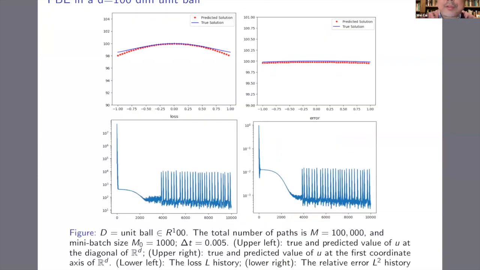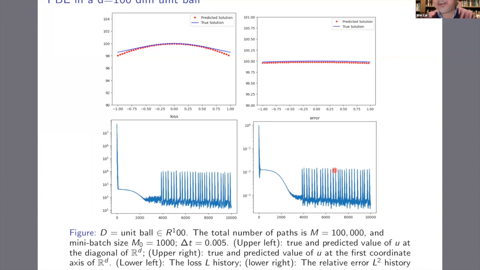This is a 100 dimension solution. This is along one of the coordinates, and this is along the diagonal. The error is at the second digit, 10 to the minus 2.